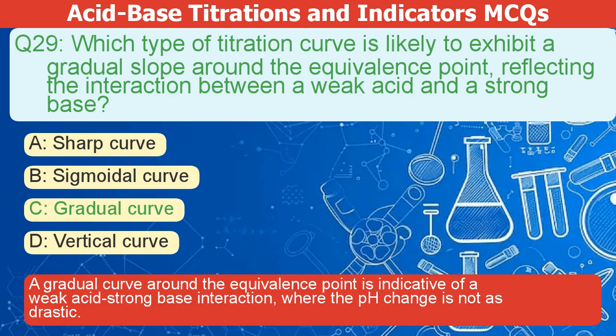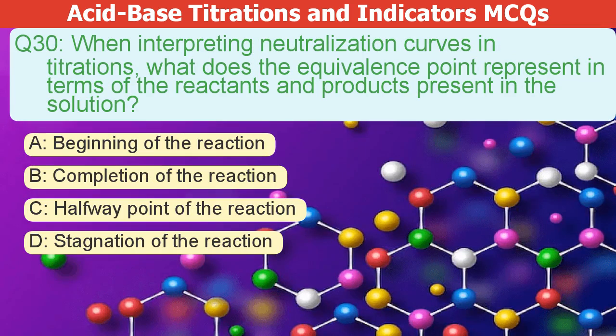The correct answer is C. A gradual curve around the equivalence point is indicative of a weak acid-strong base interaction where the pH change is not as drastic. When interpreting neutralization curves in titrations, what does the equivalence point represent in terms of the reactants and products present in the solution?